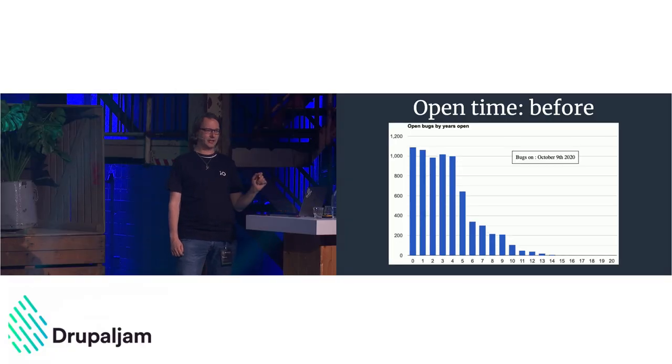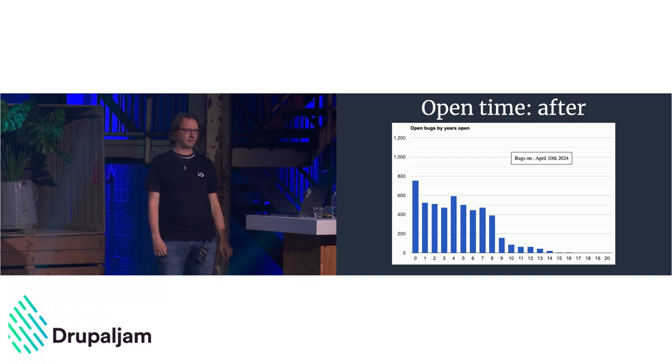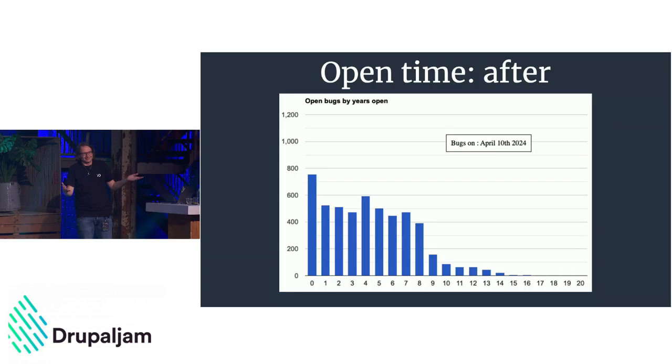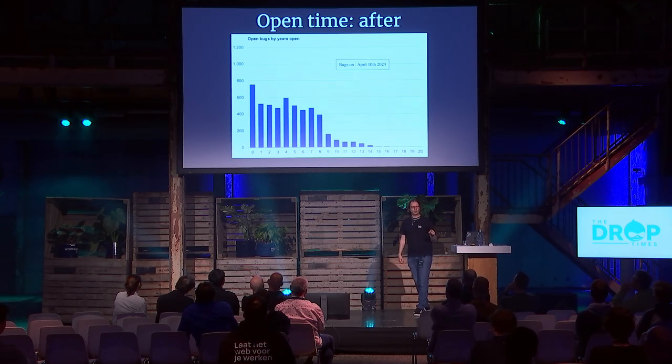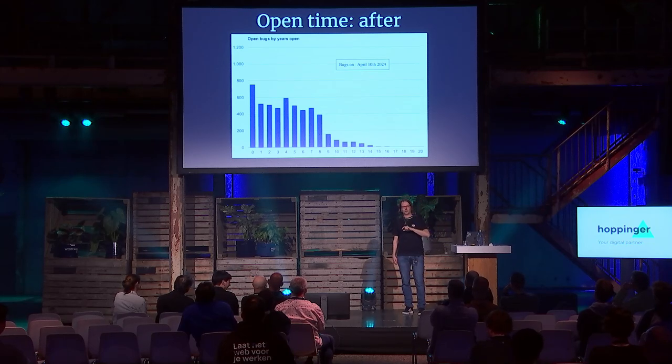Just to illustrate that, people often think that Drupal core is this big, unmoving, monolithic thing. It's hard to get anything done. It's not untrue, but this was the first stat that I showed you. This was before. This is 2020. We tried to fix bugs, didn't really work. This is this April. So we went from here to here. Just by cleaning up, doing small things. Don't try to hit home runs. Just do the small things.